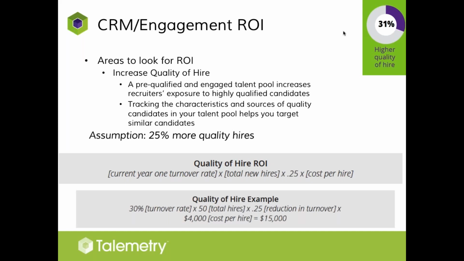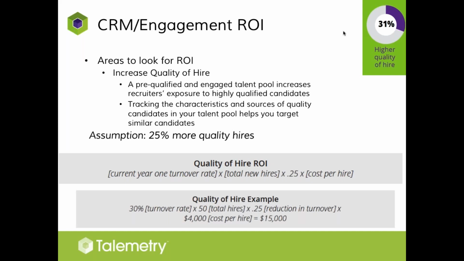We're going to reduce that by 25%, so we multiply that by the 25% reduction in turnover, and then we multiply that by the cost per hire, so we can assign a value to it. Now I'm assigning a $4,000 cost per hire.